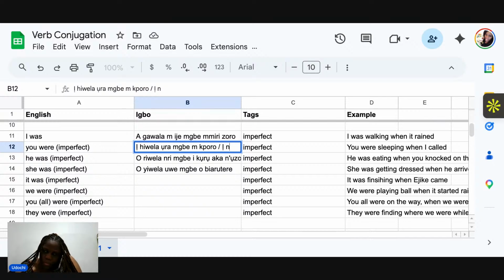So, sorry, let me just get it correct. You said inone hura mwem boro. Inone hura.